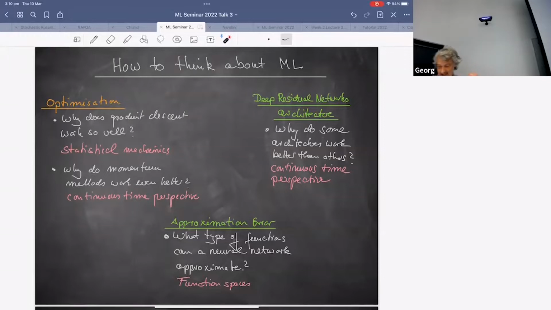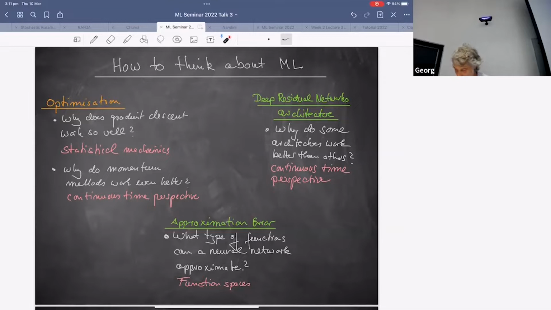And I want to try and understand why, if you have this so-called momentum, I will explain what that is in more detail, why that is actually helping in optimization. Then I want to talk about this approximation error and what type of function spaces can we construct and what do we want from this function space.